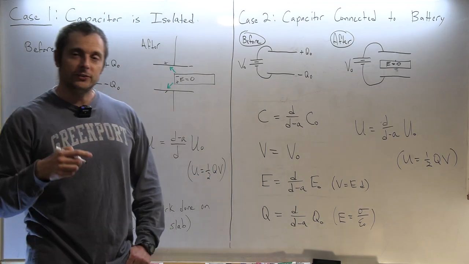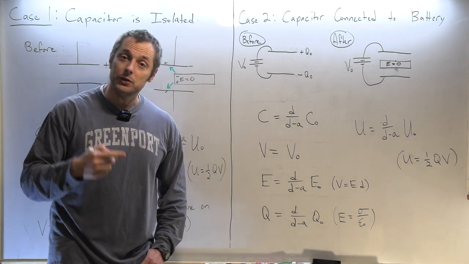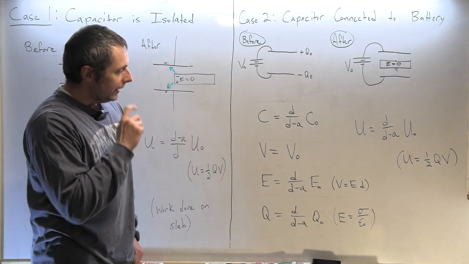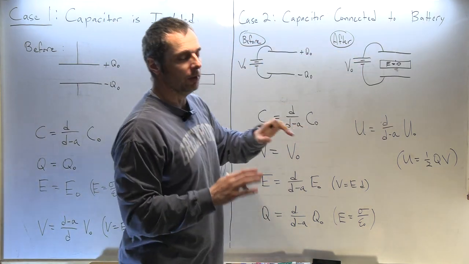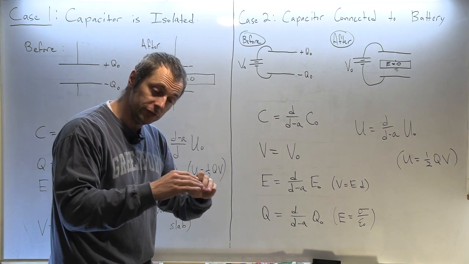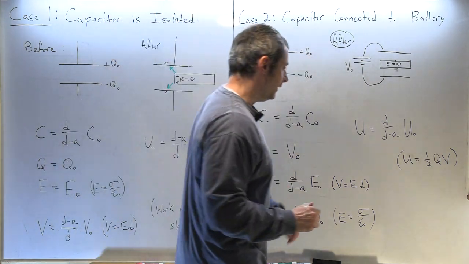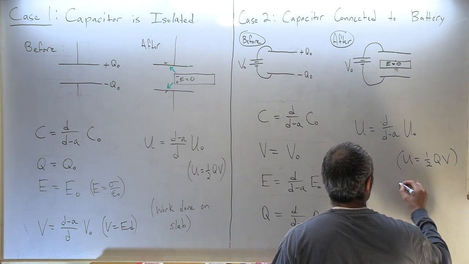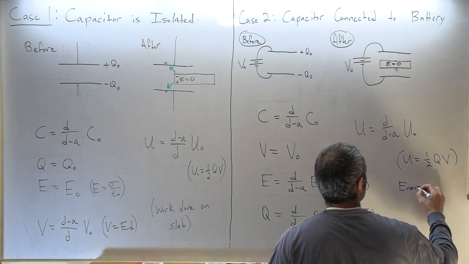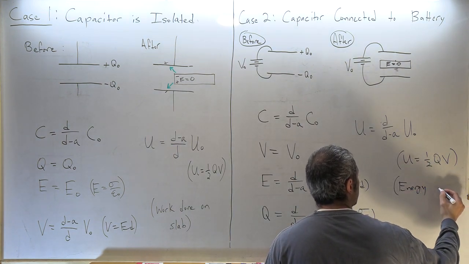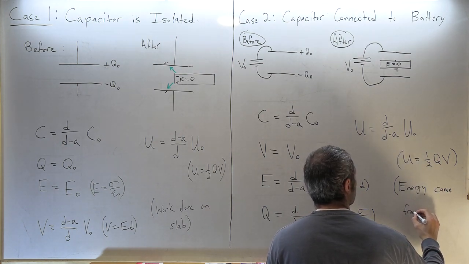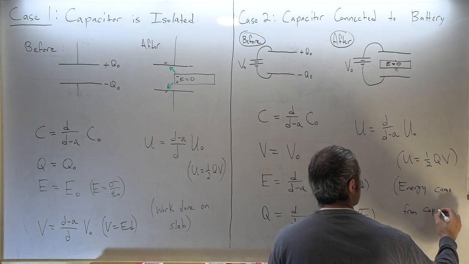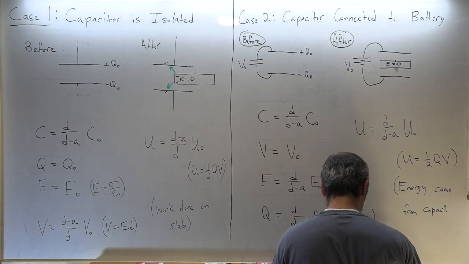The question is, energy cannot be created or destroyed. There's more energy. Where did it come from? Well, it came from the battery. The battery pumped on more charge, and when a charge comes out of the battery, it's discharging, losing energy. That energy went into the capacitor. So energy came from the battery.